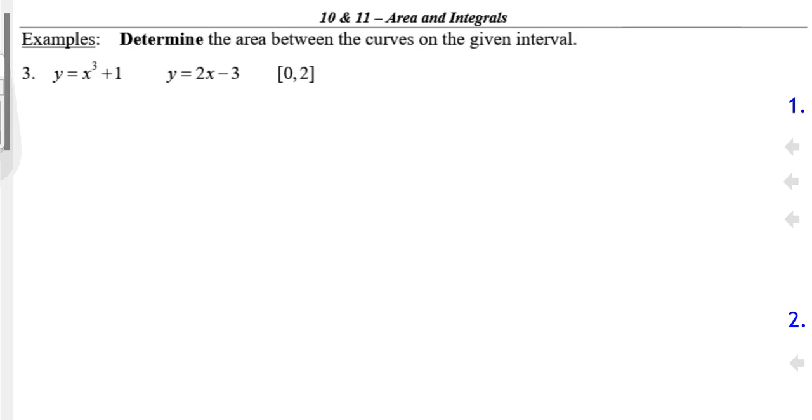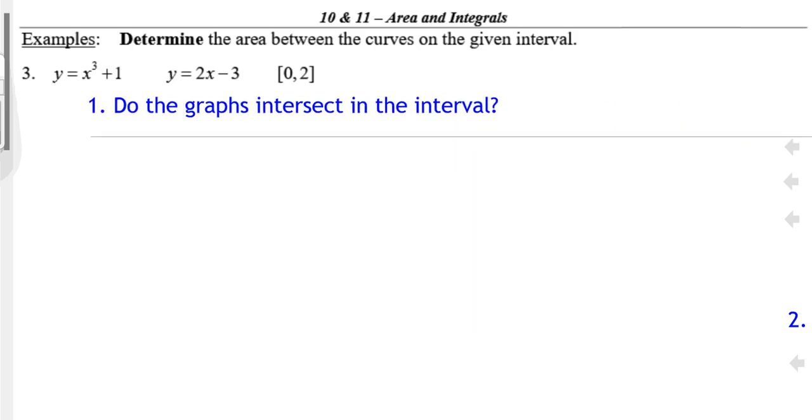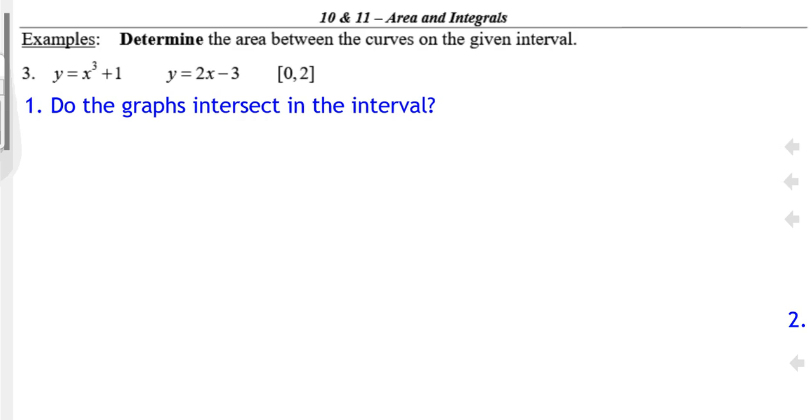So, two-ish steps in this process. First of all, I have these two functions. I want to find the area between the curves on the interval from 0 to 2. The question we have to keep in mind is, do these curves cross somewhere in this interval? Because then we need to do some manipulating to figure out the area in between. So that's where we start. We will figure out, do these graphs intersect somewhere in the interval?